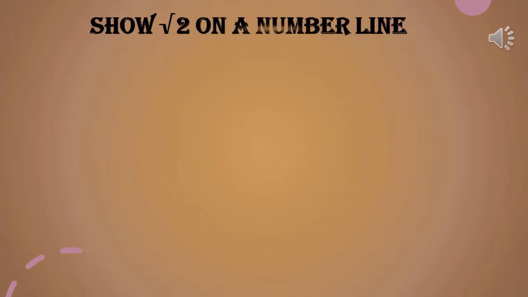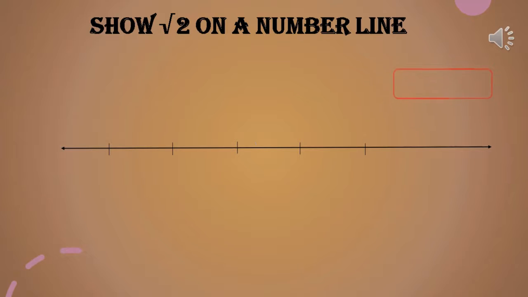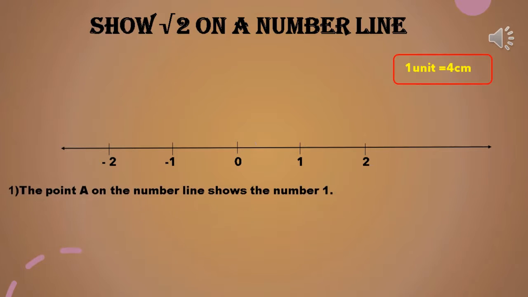Let's learn how to show the number root 2 on a number line. First, plot a number line. Now we will show units on the number line. Here I have taken 1 unit equal to 4 centimeters for our convenience. The point A on the number line shows the number 1.